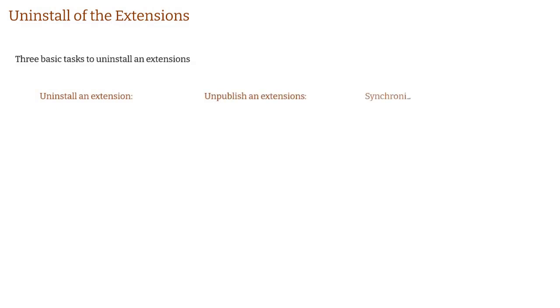Similar to how you make an extension available to tenant users, there are also three operations that are related to the removal of an extension. They are uninstalling, unpublishing, and synchronizing in clean mode. Each operation provides a different level of removal. Let us consider them one after the other. The first one is uninstalling an extension.